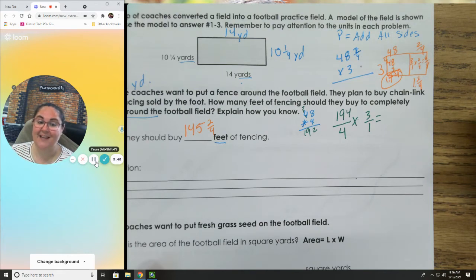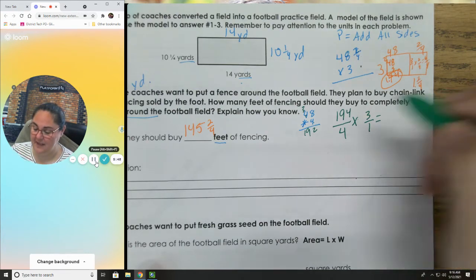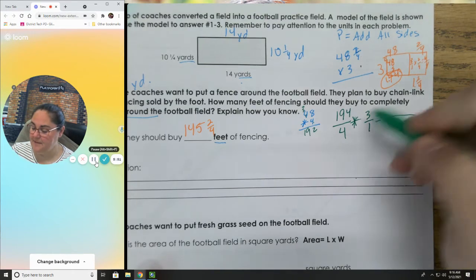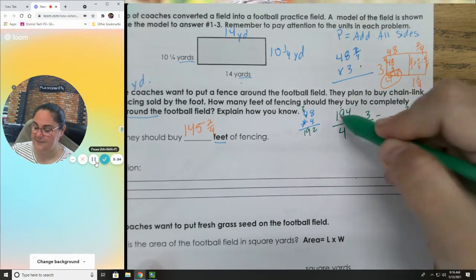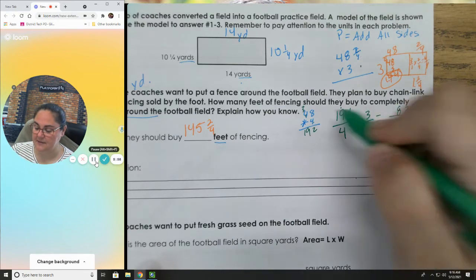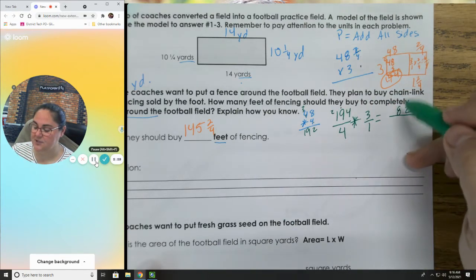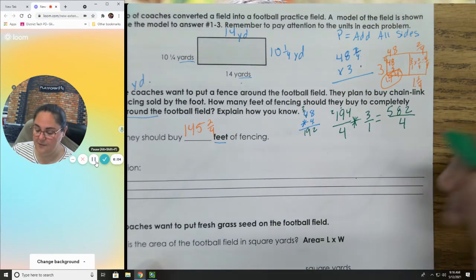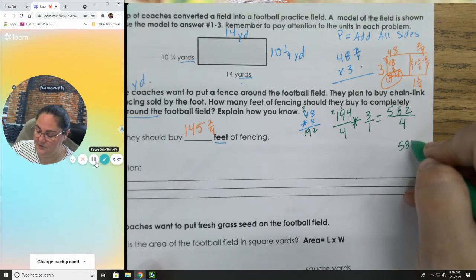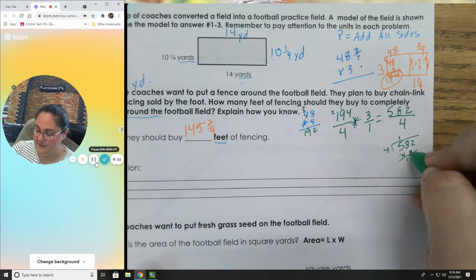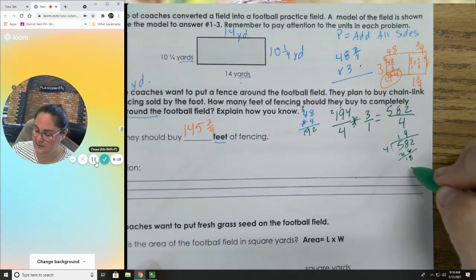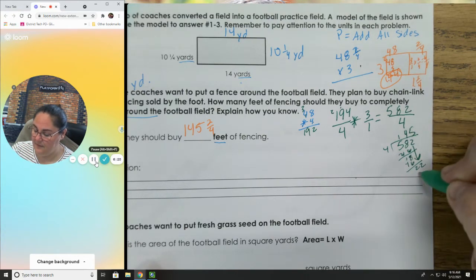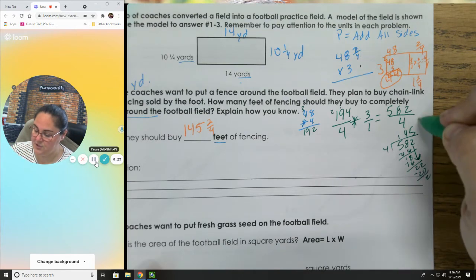Do you see why I didn't want to do it this way? It's a huge number, but that's okay. Some of you like it. That's why I'm doing it. I'm going to show you. All right. 3 times 4 is 12. 3 times 9 is 27 plus 1 is 28. 3 times 1 is 3 plus 2 is 5. So 582/4. Then I'm going to divide 582 divided by 4. 1, 4, 5, with 2 left over.